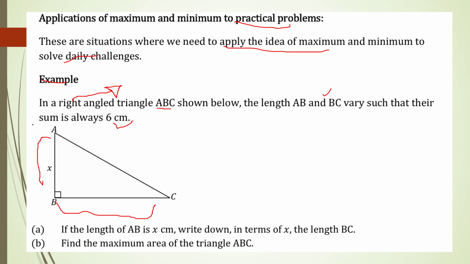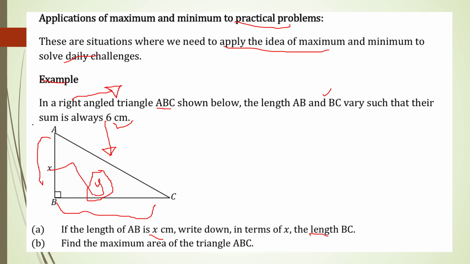If we're told the length of AB is x centimeters, we are going to write down in terms of x the length of BC. Since the length of BC wasn't given, we may give it any letter. So the sum of x and y must be equal to 6. We simply just have to make the length of BC the subject. Then part B, we find the maximum area of the triangle ABC.